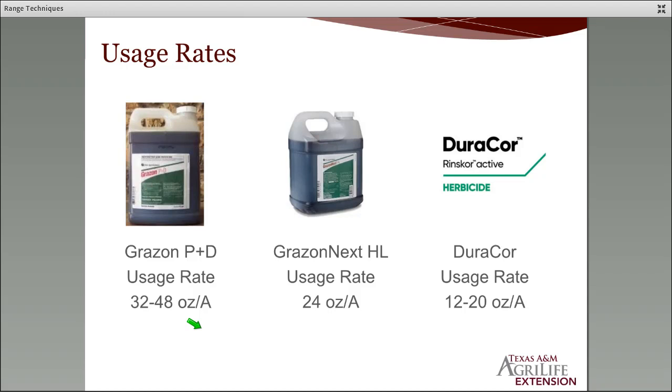The usage rates. We started out talking about calibration. This right here is kind of the evolution of some of Dow's common go-to broadleaf weed control products. Grazon P plus D, 32 to 48 ounces. Grazon Next was 24 ounces. Now look at this new one, 12 to 24 ounces. As usage rates continue to decrease, calibration becomes even more important.